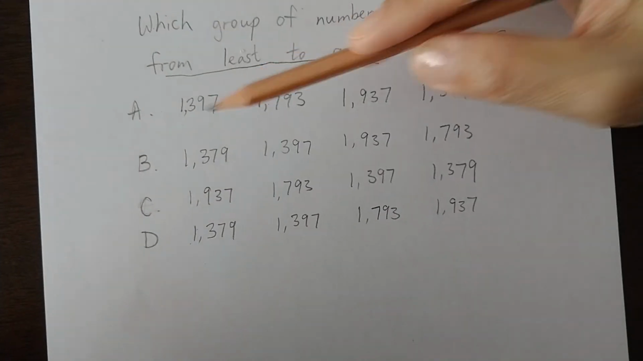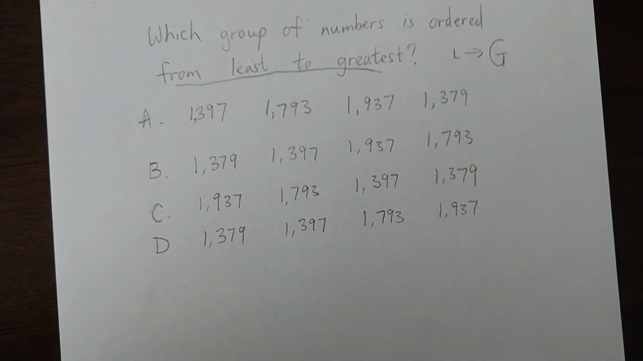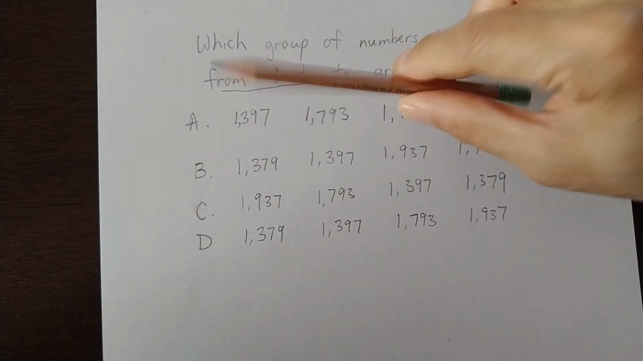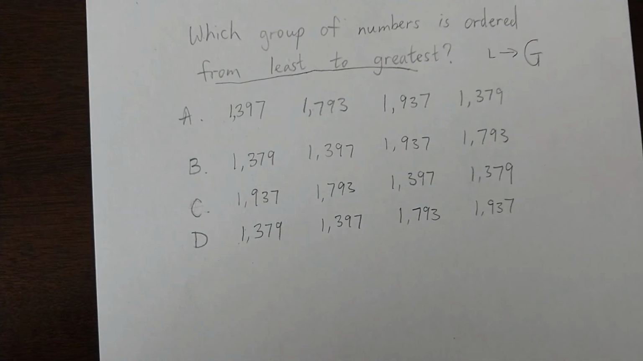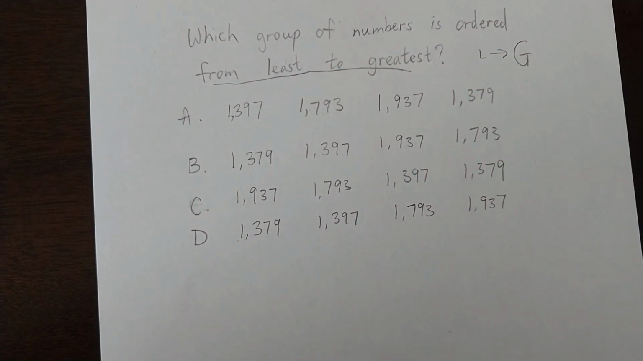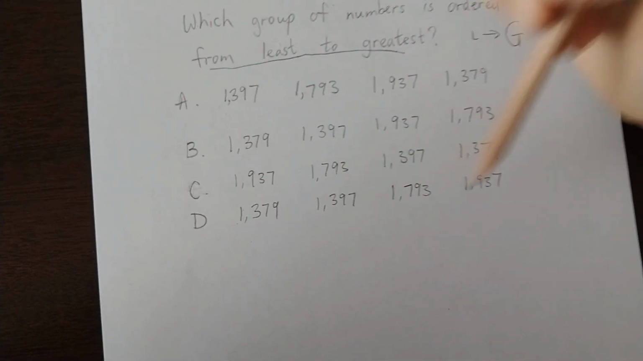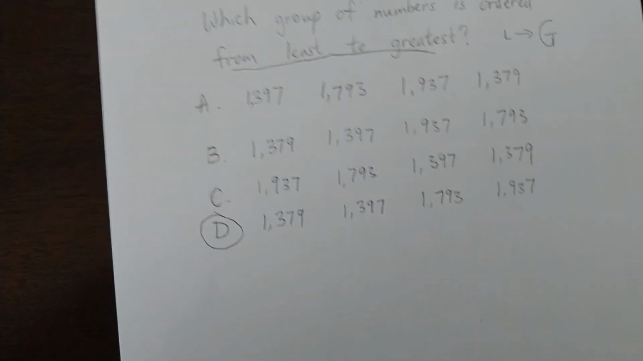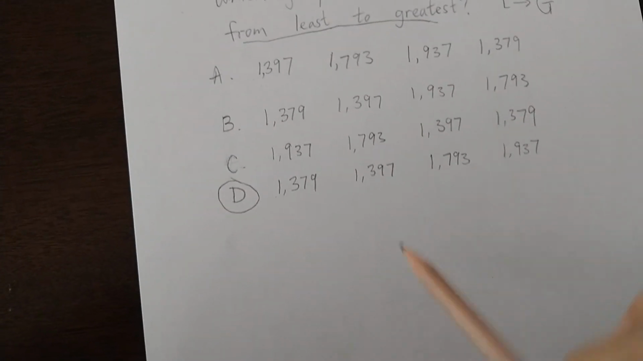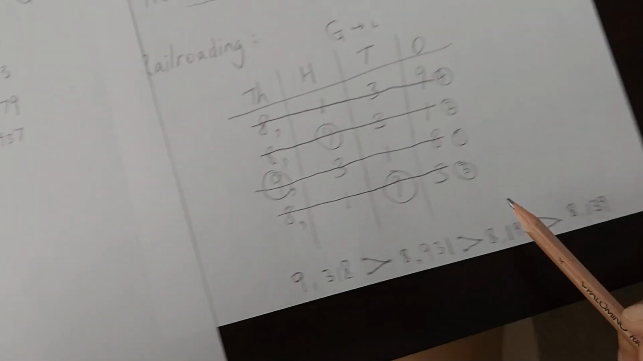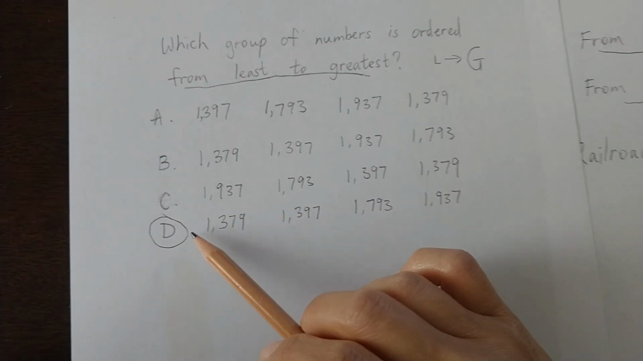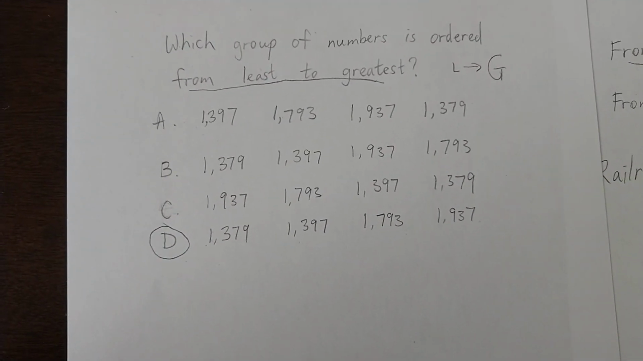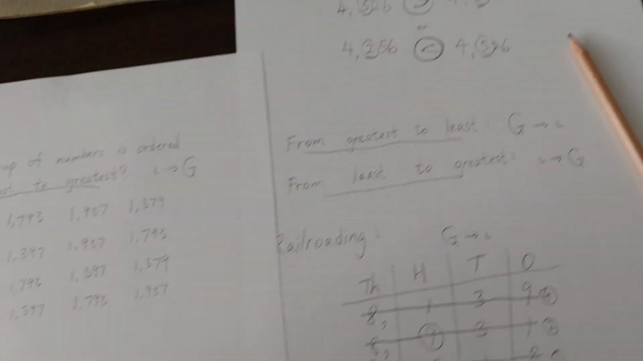For this kind of problem, because they have 4 groups of numbers, I told my students that they don't need to do railroading for every single group. They just need to look and take a quick educated guess, which one should be the answer. And after analyzing, if they think, let's say D is the answer, they will do railroading on paper, just the 4 numbers in D, to prove that their answer is correct. Hopefully this video will help you with ordering and comparing numbers.